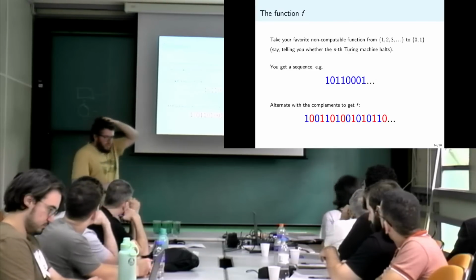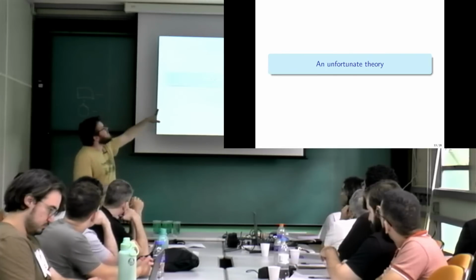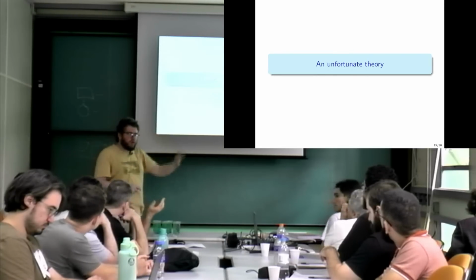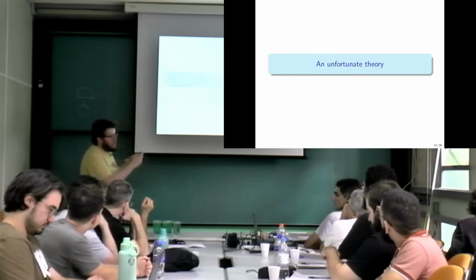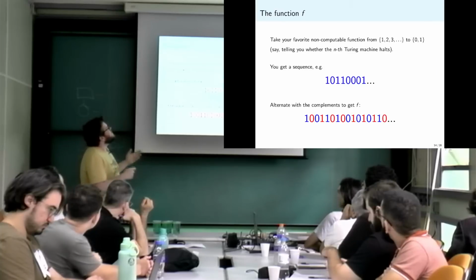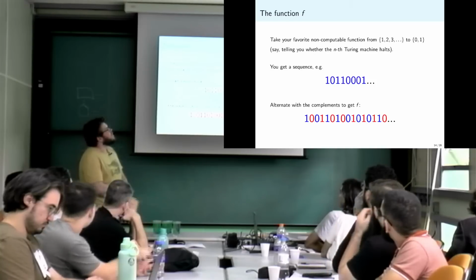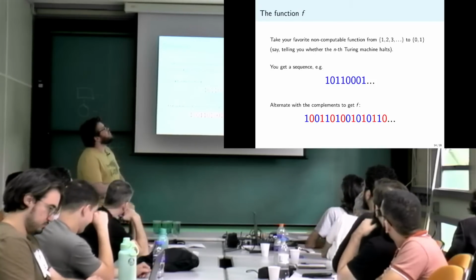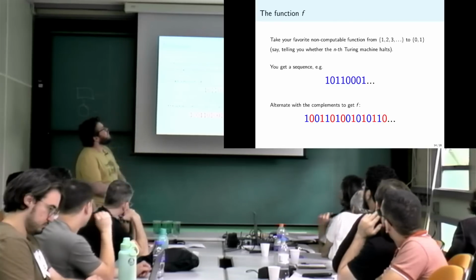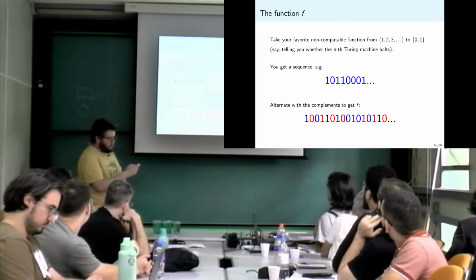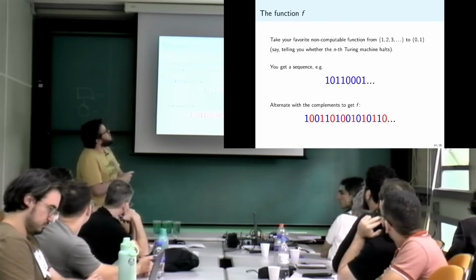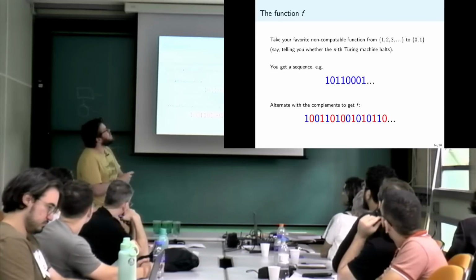So, an unfortunate theory. I call it unfortunate. You will see why, because it ruins something. So, take your favorite non-computable function that returns 0 and 1s. Say, if a Turing machine halts or not. This is my favorite non-computable function that returns 0 and 1s.